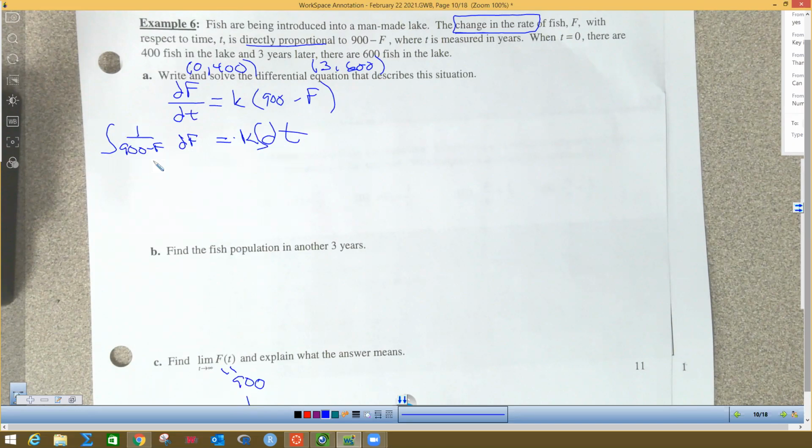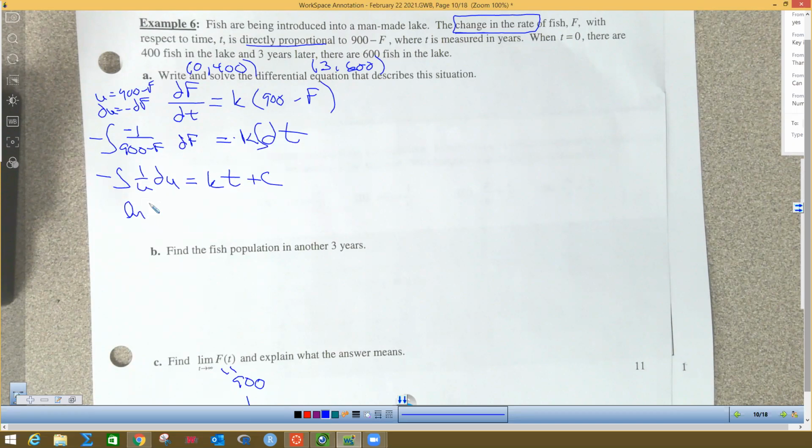So over here, I have to do u substitution. So u is going to be 900 minus capital F, so du is going to be a negative dF. So what's missing is the negative, so I must create and destroy a negative. So it's going to give me negative integral of 1 over u du. And over here, the integral of k with respect to t is going to be kt plus some c. Now I'm going to get rid of that negative by multiplying both sides by negative 1.